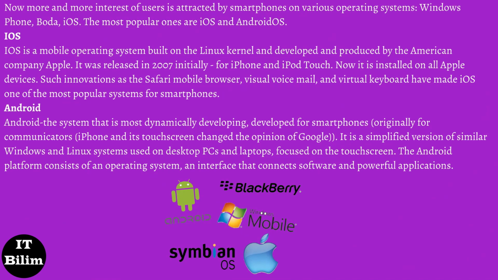Such innovations as the Safari mobile browser, visual voicemail, and virtual keyboard have made iOS one of the most popular systems for smartphones. Android is the system that is most dynamically developed for smartphones, originally for communicators. The iPhone and its touchscreen changed Google's opinion. It is a simplified version of similar Windows and Linux systems used on desktop PCs and laptops, focused on the touchscreen. The Android platform consists of an operating system, an interface that connects software, and powerful applications.